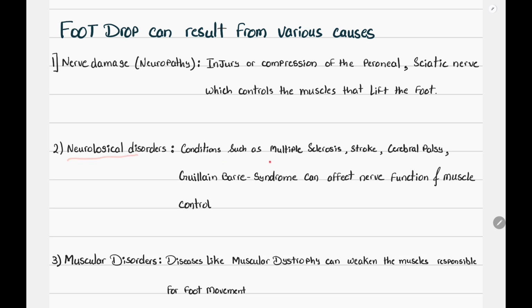Neurological disorders such as multiple sclerosis, stroke, cerebral palsy, and Guillain-Barré syndrome can affect nerve function and muscle control. Basically, these are systemic diseases in which the body's own immune system attacks its nervous system, like in multiple sclerosis and Guillain-Barré syndrome. The body's immune system, which was supposed to attack the invaders, rather starts attacking its own nervous system and can lead to these problems.